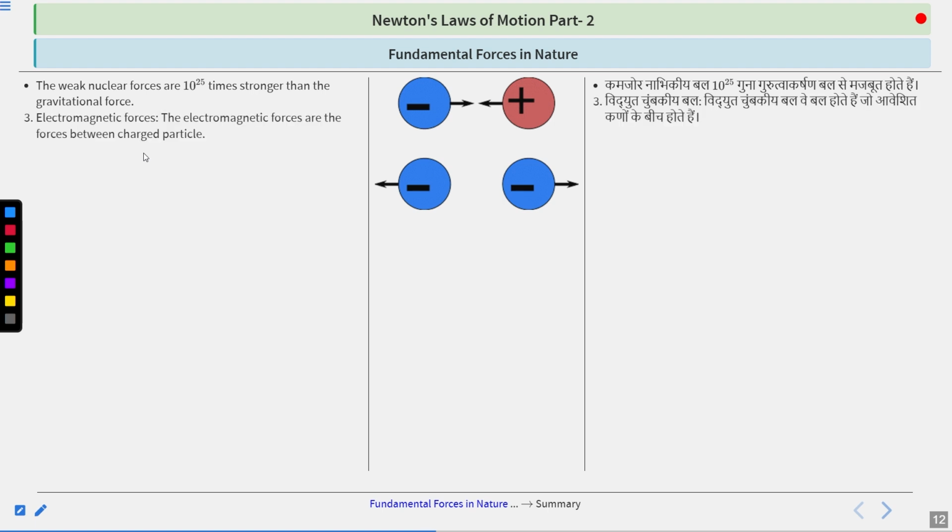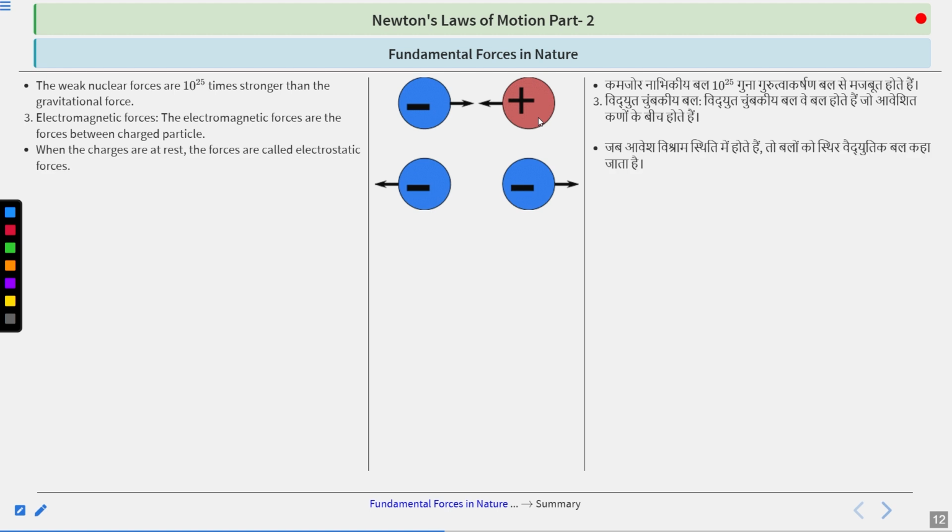Electromagnetic force is the third fundamental force. The electromagnetic forces are the forces between the charged particles. What are the charged particles? Charged particles are of two types: negatively charged and positively charged. Basically, electromagnetic force is the force that works between the charged particles. If the particles are not charged, meaning they are neither positive nor negative, electromagnetic force will not be there. If the particles are charged, whether positively or negatively, then the electromagnetic force would be in the picture.